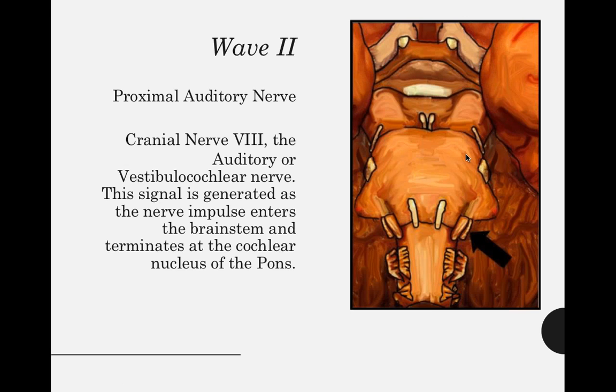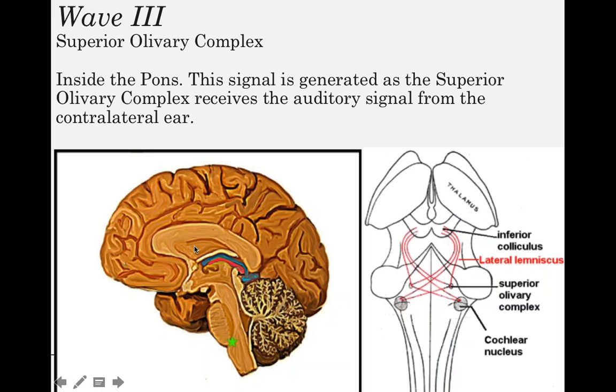Wave 2, the proximal auditory nerve, so that nerve that's leaving the cochlear and traveling up into the pons. It's right in this area, right above the medulla, the inferior portion of the pons. As the nerve enters the pons, this is where wave 2 is generated. And it goes into the cochlear nucleus of the pons. And wave 3, the superior olivary complex, is inside of the pons.